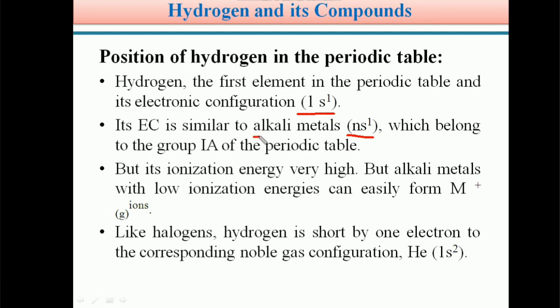Similar to alkali metals, hydrogen also has 1s1, a single electron in its valency shell. So students, hydrogen is also similar to alkali metals, with an s1 valency electronic configuration. Therefore, generally in the periodic table, we place hydrogen in the 1A group elements. But there is some contradiction: the ionization energy of hydrogen is very high.